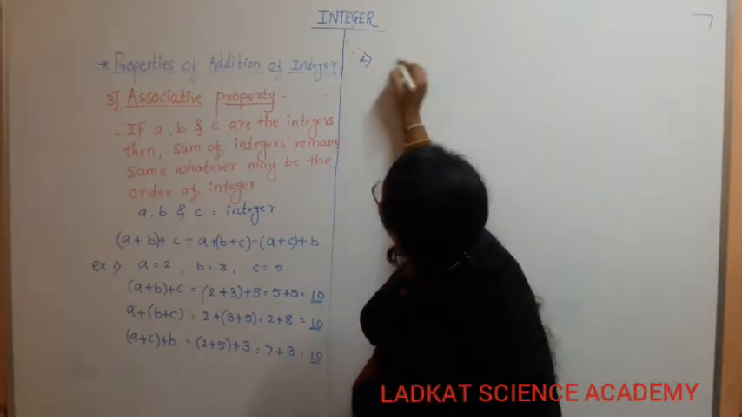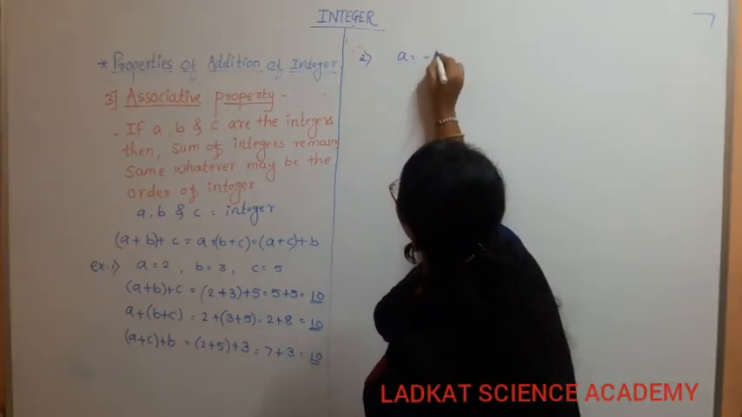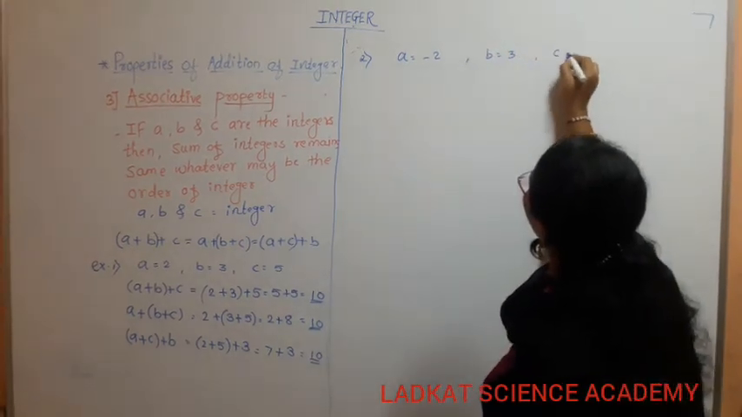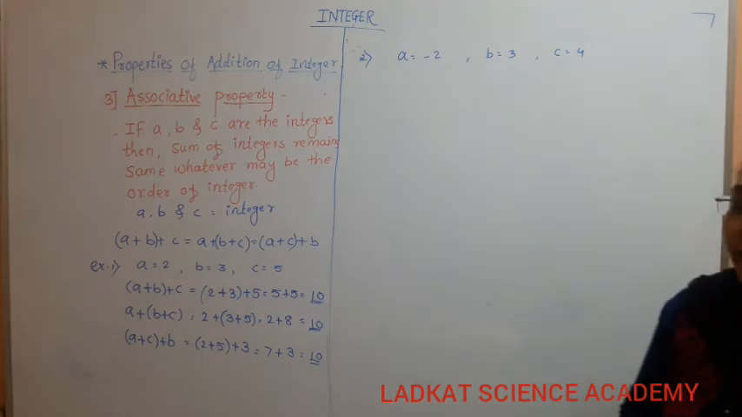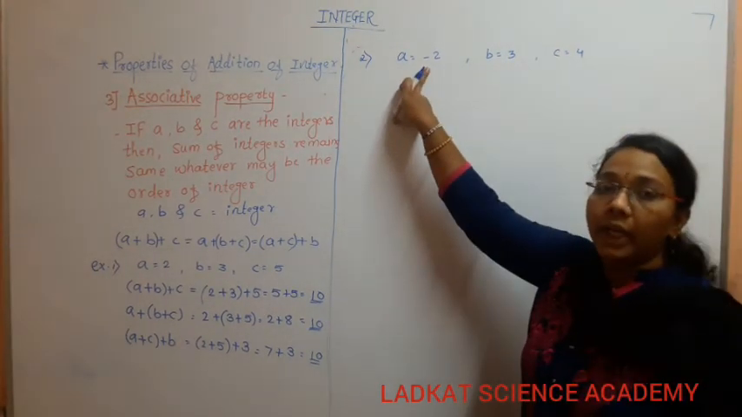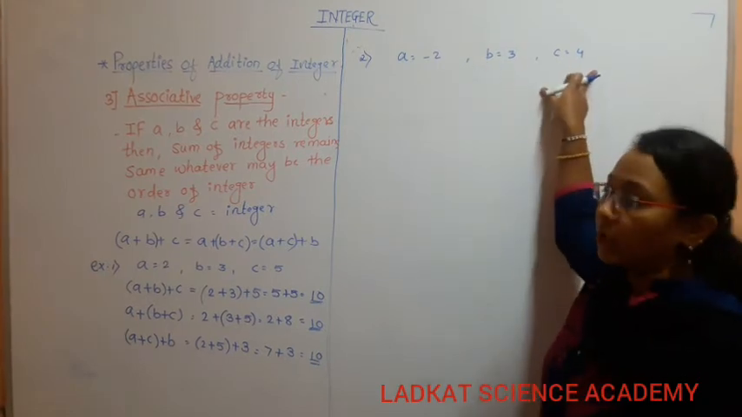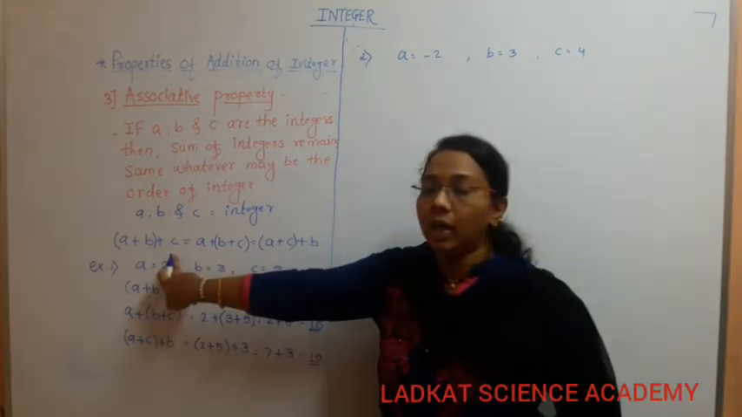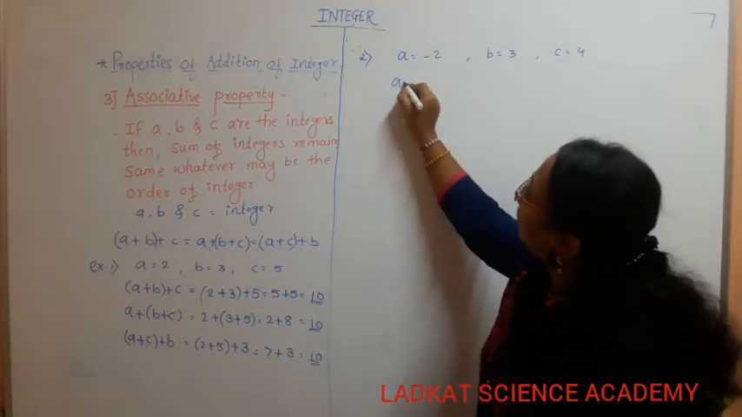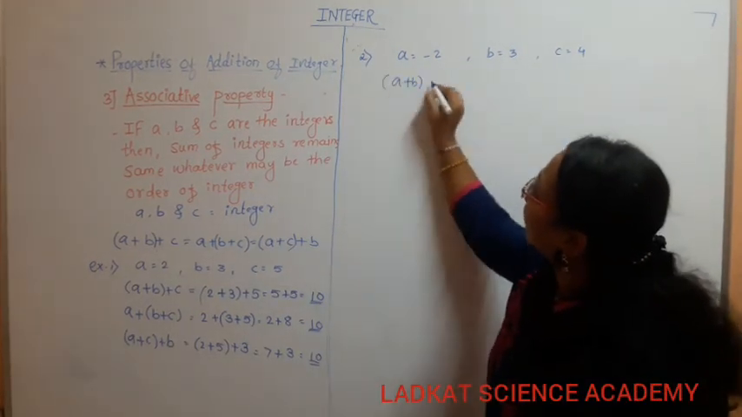Second example, A is equal to minus 2, B is equal to 3 and C is equal to 4. This is our second example for the associative property. Here we have taken one negative integer and 2 positive integers. What is our first order here? A plus B in bracket plus C. A plus B bracket complete plus C.